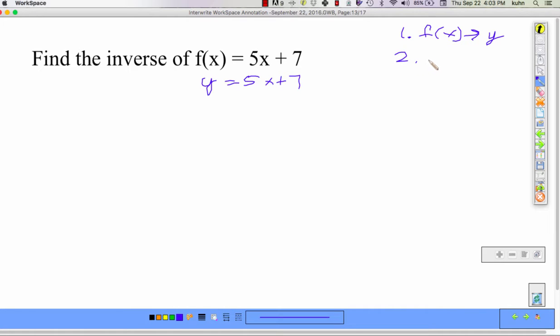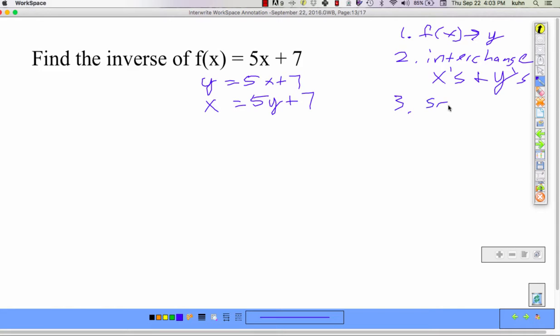Step 2, interchange the x's and y's. And that's the same as flipping around the ordered pairs, which is what we did on the last screen. So instead of y equals 5x plus 7, I have x equals 5y plus 7. This is changing all of the x's and y's in the entire function, which is an infinite function. The domain is negative infinity to infinity. It's going to go on forever. So now I've changed them around.